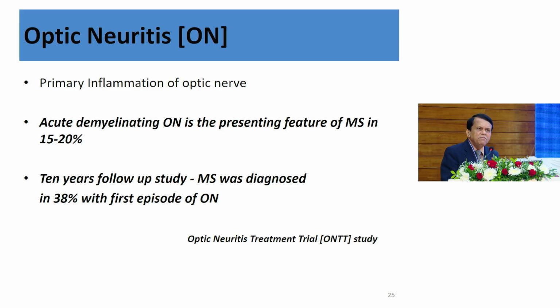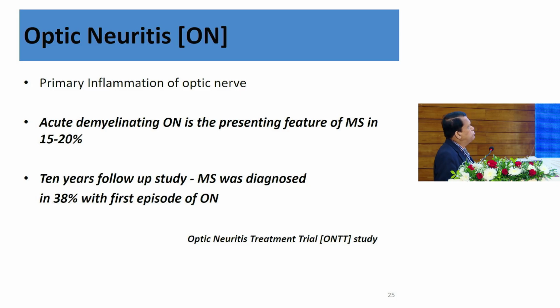And there are many, many mimickers. I don't have time to go through all those things, but vascular lesions are very, very important to differentiate. And there are many other demyelinating lesions, even including B12 deficiency, which produces a similar picture. One needs to differentiate from that, because the treatment and the prognosis are entirely different.